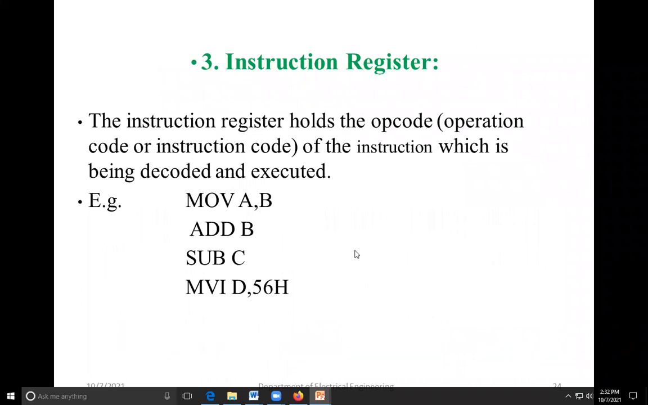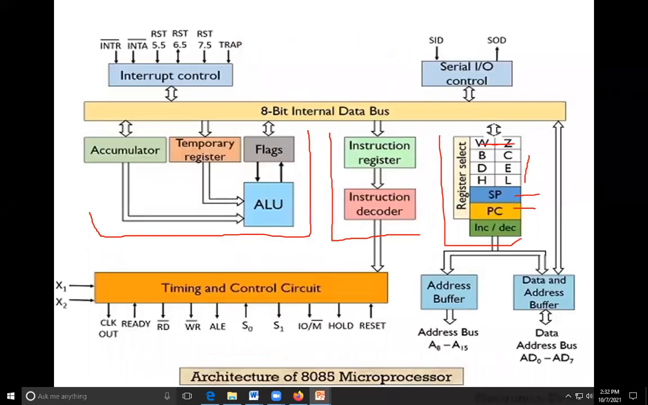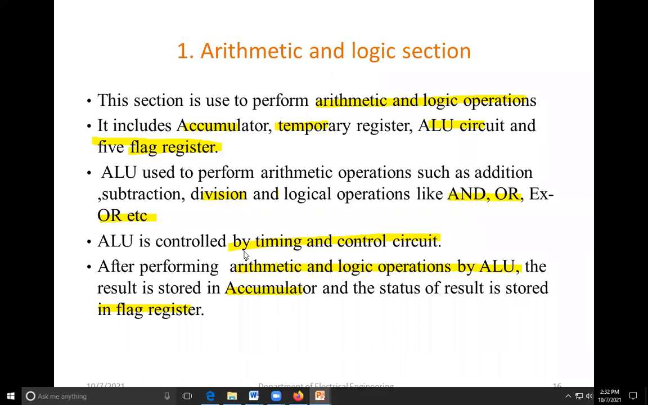Then next is the instruction register. Next is the instruction register, where we are discussing the right part of this architecture. We discussed first the W and H registers, then the general purpose registers, then the instruction register, and then we go to the stack pointer and program counter.